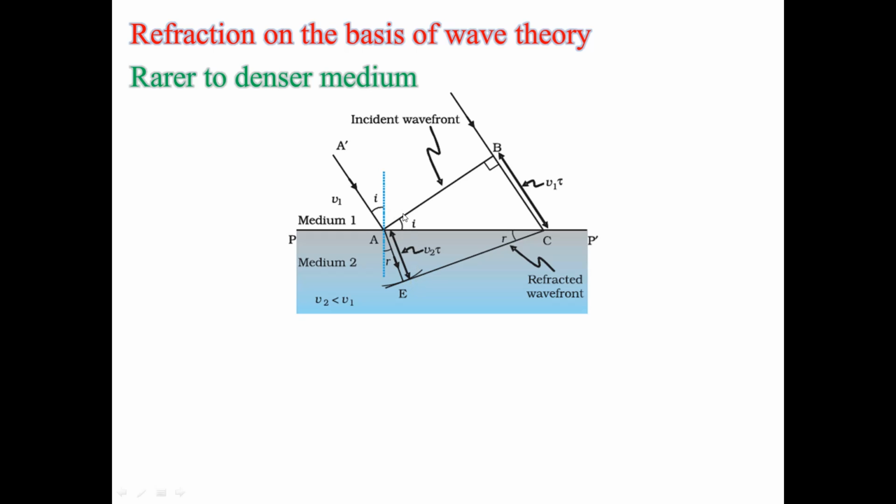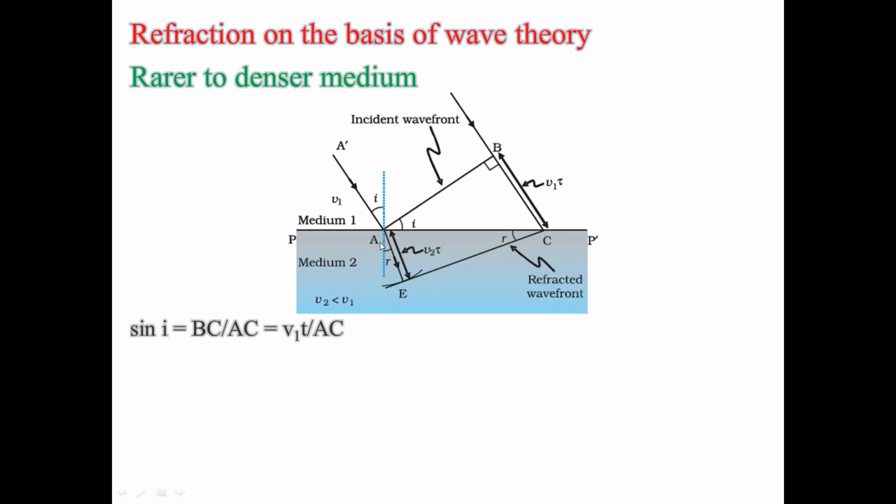Angle between the incident wavefront AB and the refracting surface AC is I. So consider the right angled triangle ABC. Sin I is equal to BC by AC. BC is V1 into T, divided by AC. The angle between the refracting surface and the refracted wavefront is R.